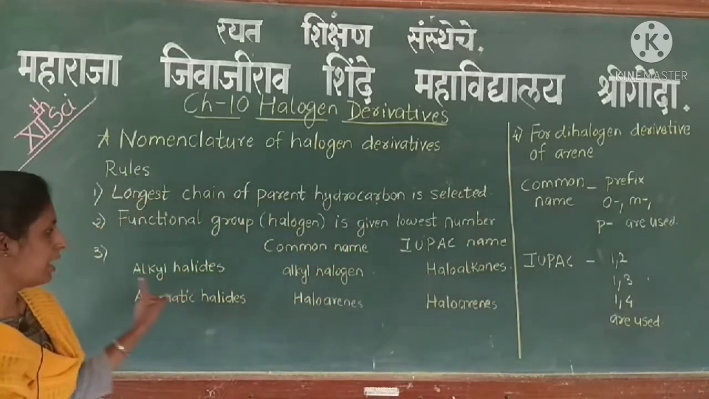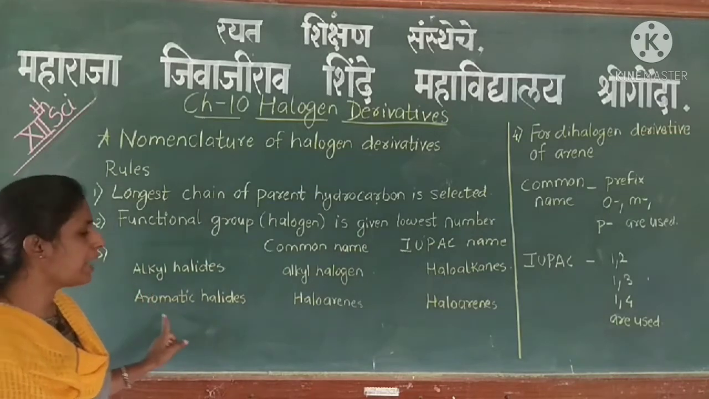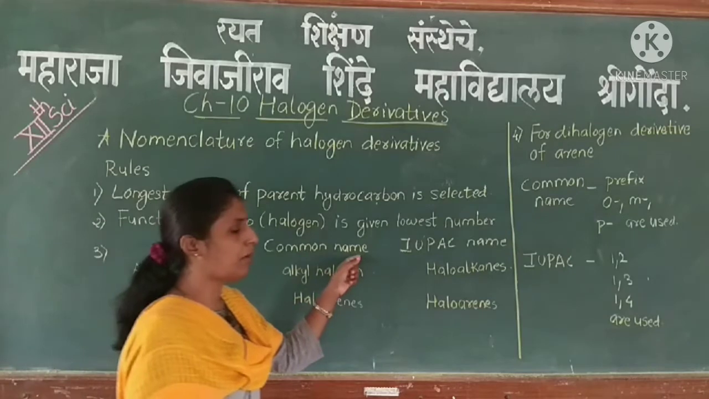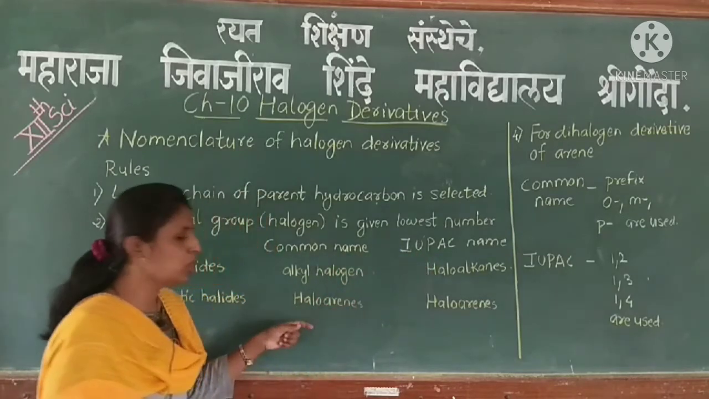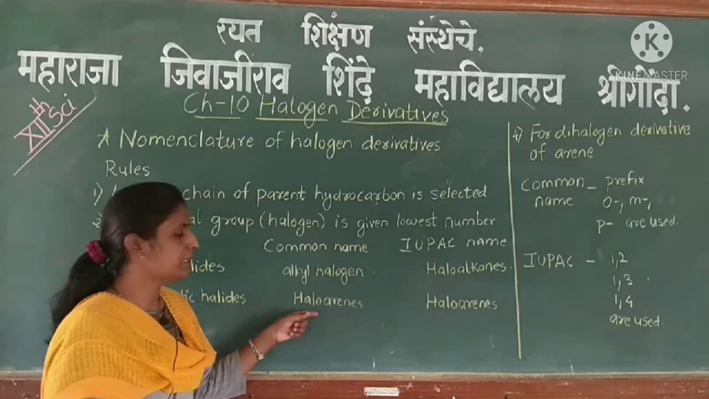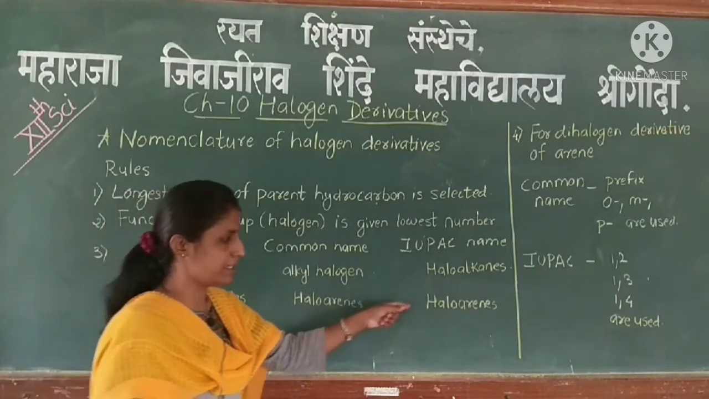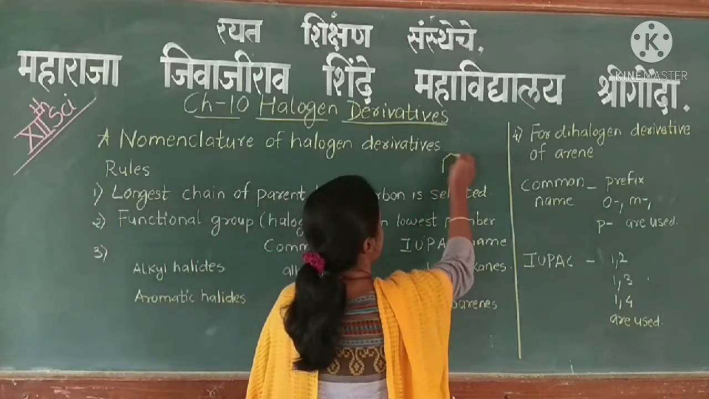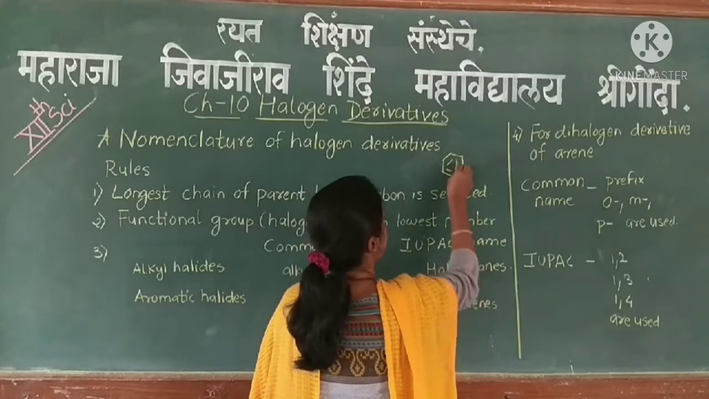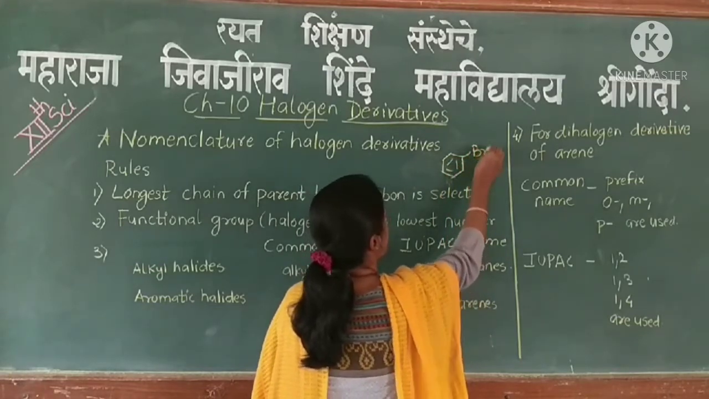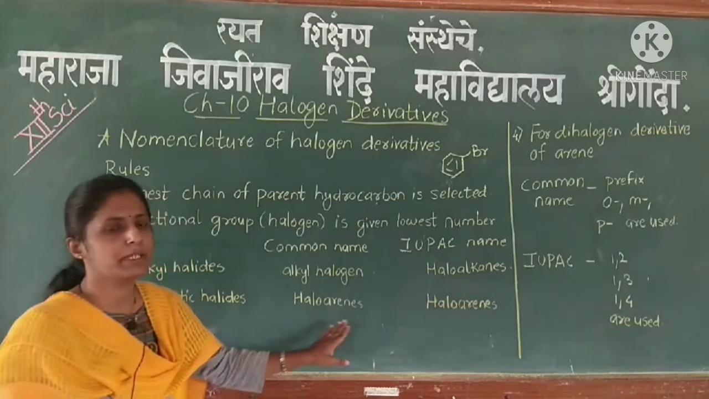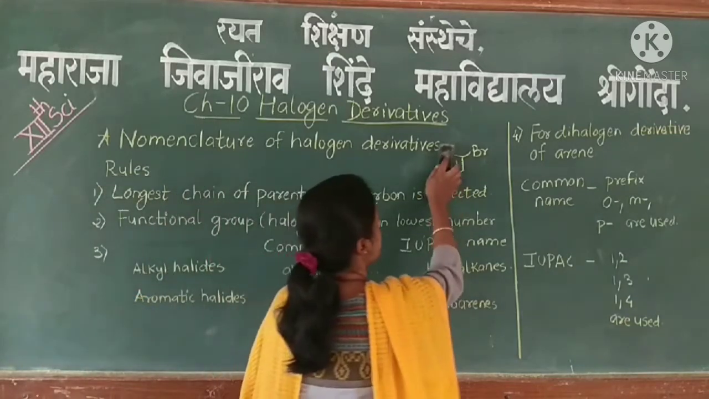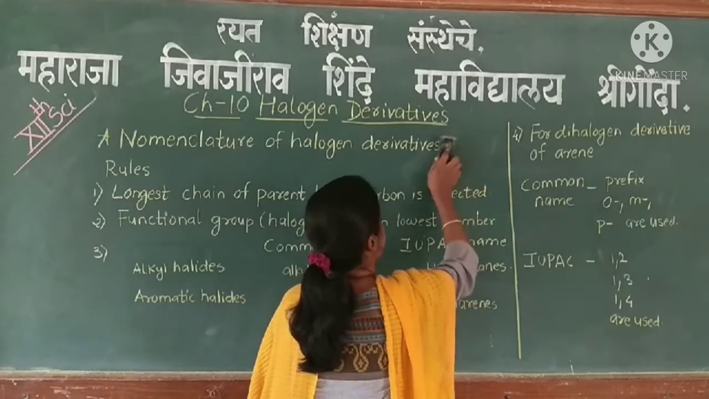Now this is for your alkyl halides. What about aromatic halides? In aromatic halides, in both the common name and IUPAC nomenclature systems, the name is written as haloarenes. So if a benzene ring has bromine as a substituent, in both systems it will be written as bromobenzene.